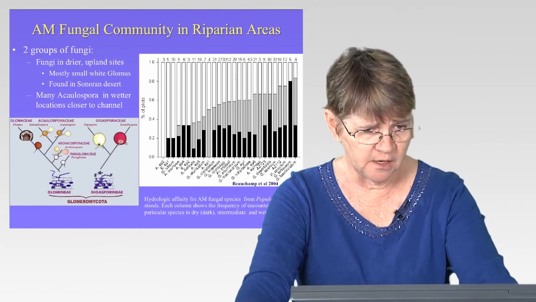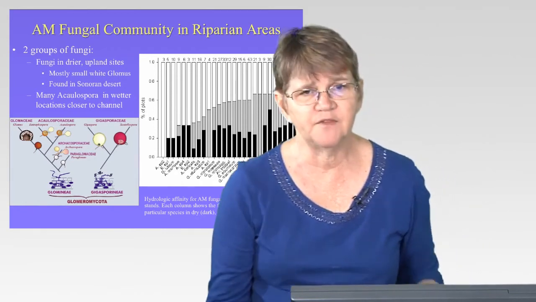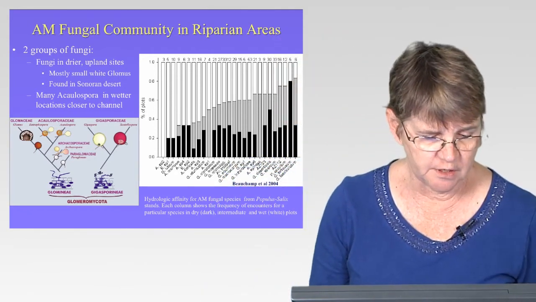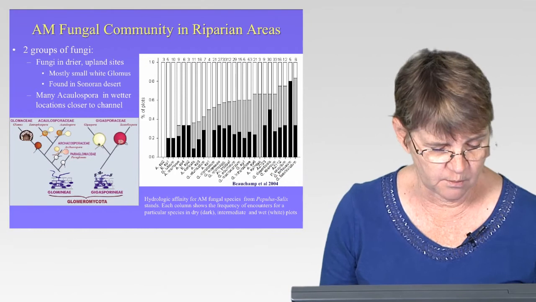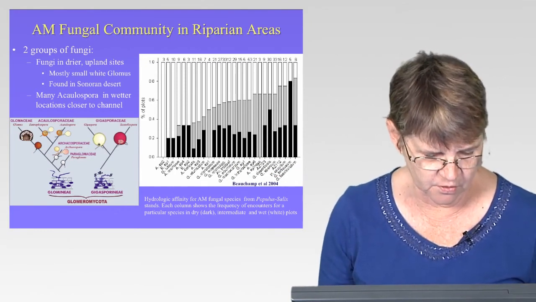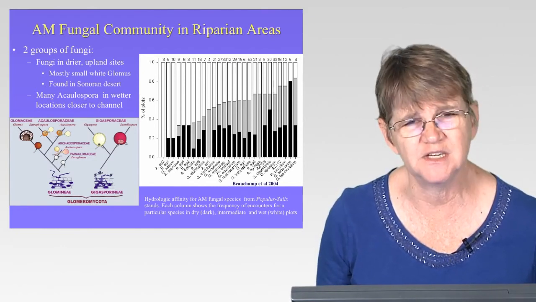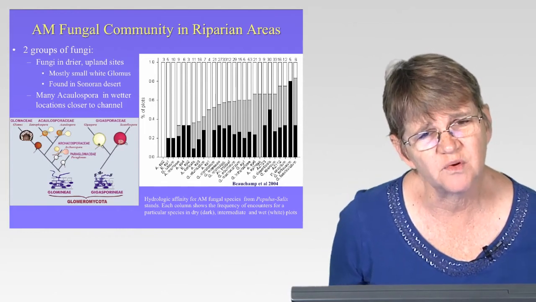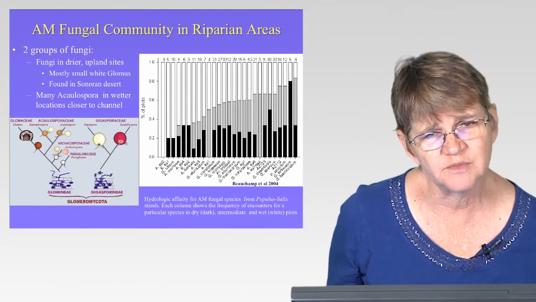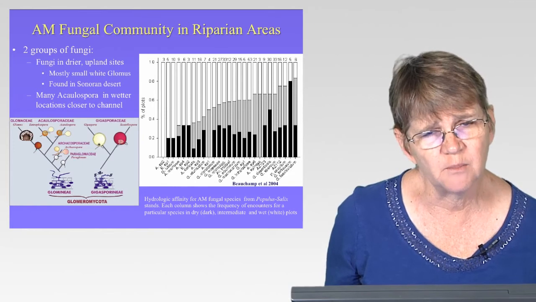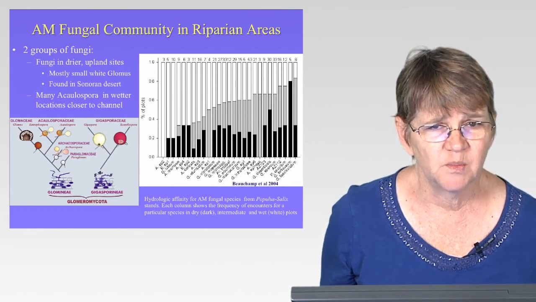And we found that there were actually two groups of fungi. So this is on the left, we're showing a little bit about the classification of these fungi. And most of the fungi that we see in arid areas are in what's known as the order Glomerales, and that includes the family Glomeraceae and the family Acaulosporaceae. And these fungi, especially the fungi in the Glomeraceae, are kind of small white fungi that are found primarily in the Sonoran Desert, and that's the prevalent thing that we see in the desert.